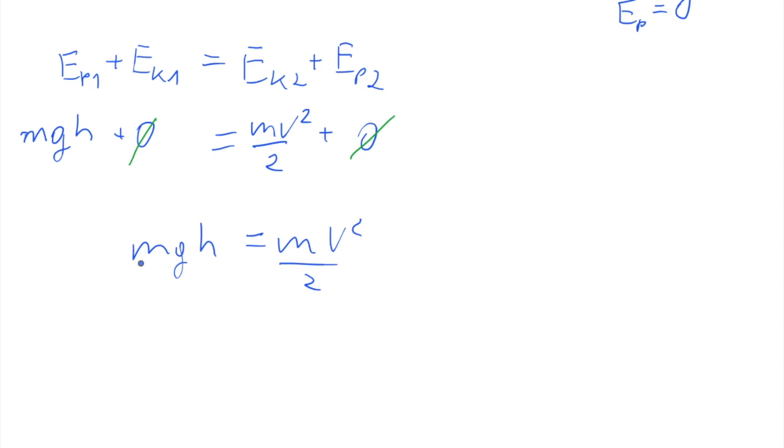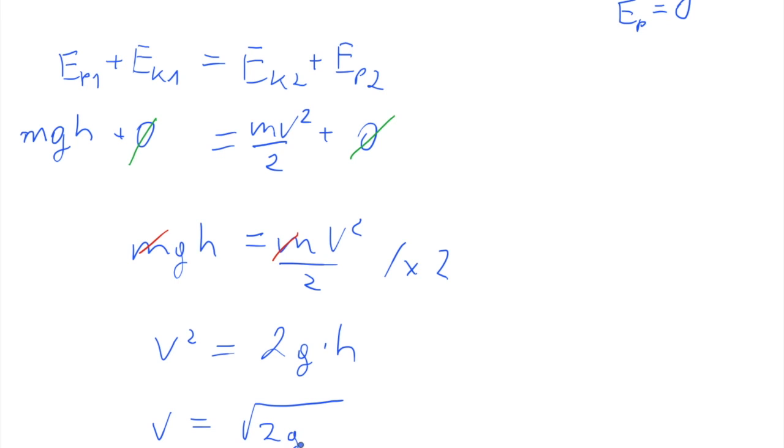Now take a look at this. Mass is a common factor on both sides of my expression, so I can get rid of mass. If I multiply across by 2, I get v squared is equal to 2 times g times h. Now, to find the value of v, I simply take the square root of both sides. So v is equal to the square root of 2gh. So now I have the formula for v, and I can substitute values into my formula.